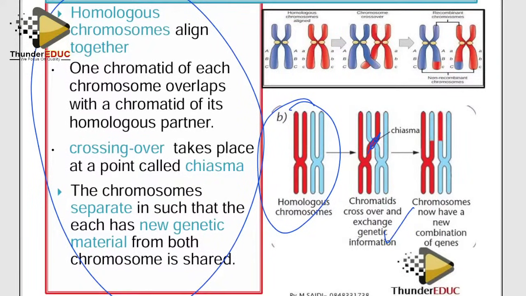Then the chromosomes will have 2 new combinations, meaning that each of these homologous chromosomes will have one part of the other. That is the function of crossing over. Basically, these chromosomes are not genetically identical. They call them homologous. They are the same, but they're not identical.